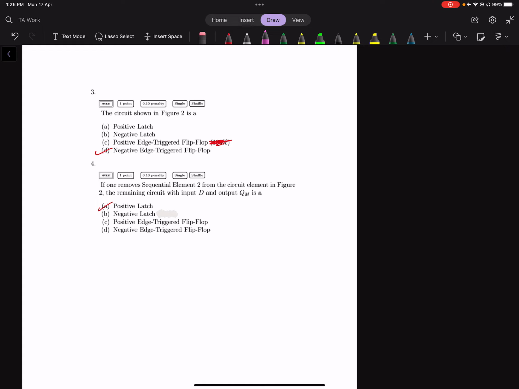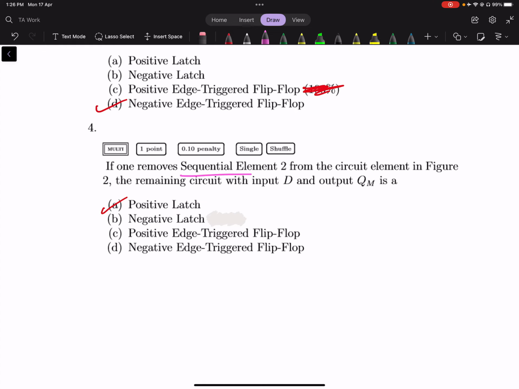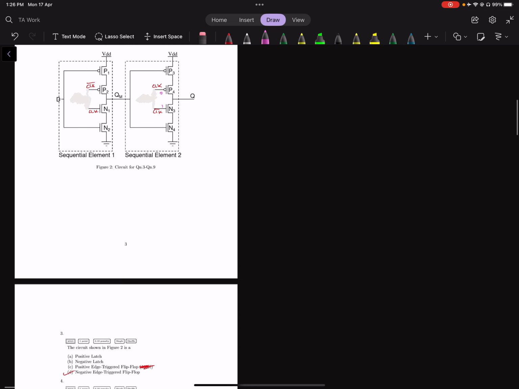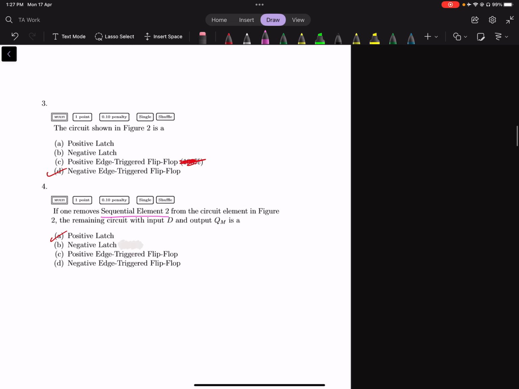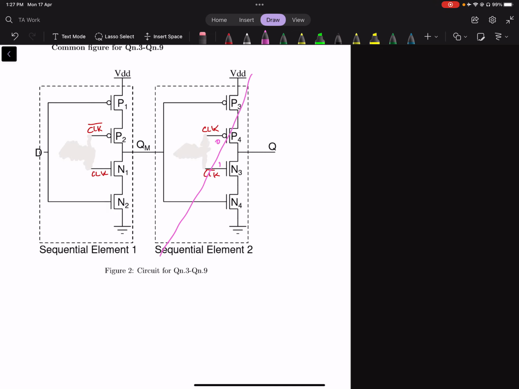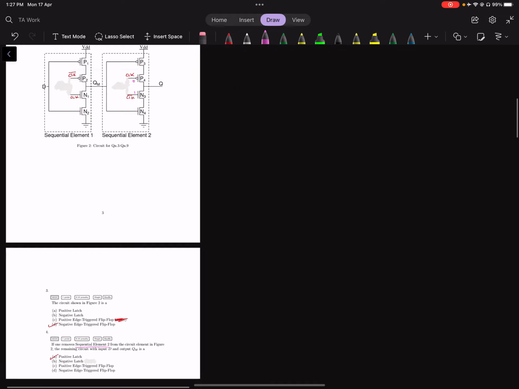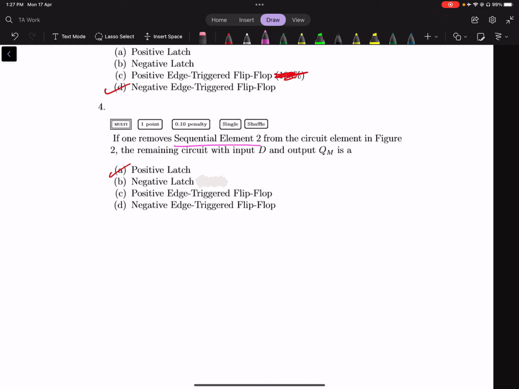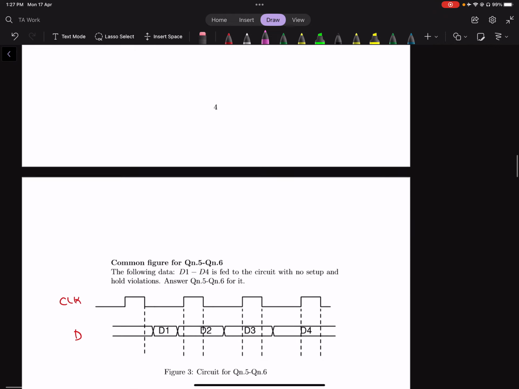And if you remove sequential element 2, the remaining circuit with input D and output QM is a latch. When clock is equal to 1 and clock bar is equal to 0, this is in the transparent case. The latch output is affected by the input, and so it's a positive latch. And yeah, so those were questions 3 and 4.